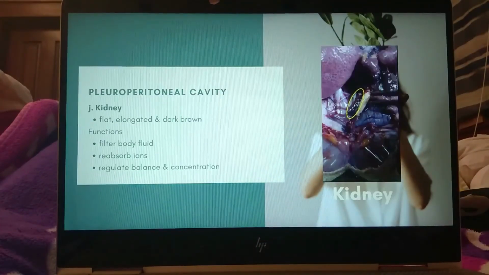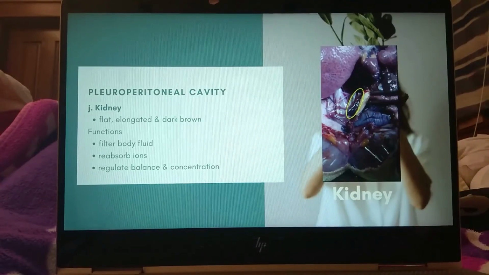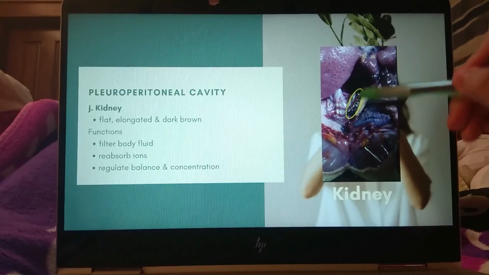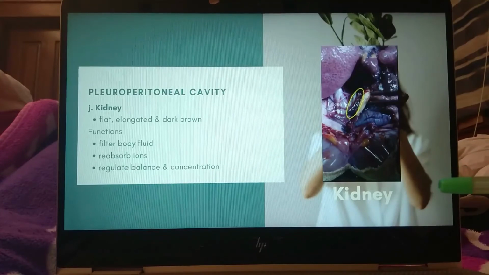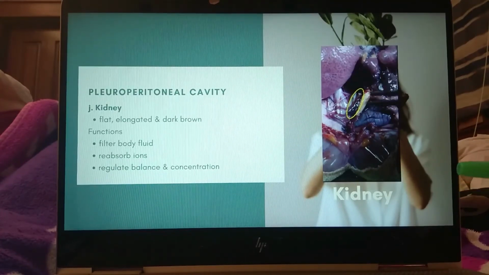Next, we have the kidney, which is a flat, elongated, dark brown organ here, which functions in the filtration of our body fluids and the reabsorption of essential ions and nutrients. And it also regulates our acid-base balance and electrolyte concentration. And now we have the last four organs, of which two are only found in the male toads and the other two are only found in the female toads.